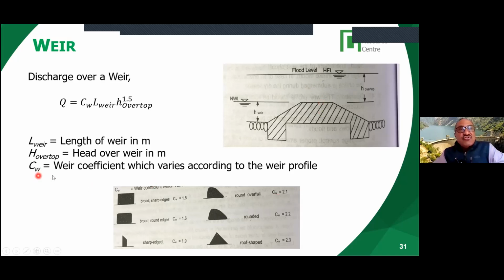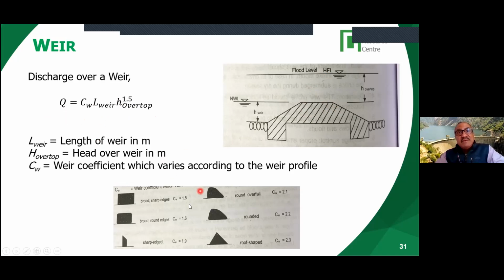Now, this weir coefficient will depend on the shape of the weir. If you have a broad crested weir, it will be 1.5. Broad crested weir means you have something like this. So basically the height will be very small in this case, because H is equal to Q divided by CW times L.